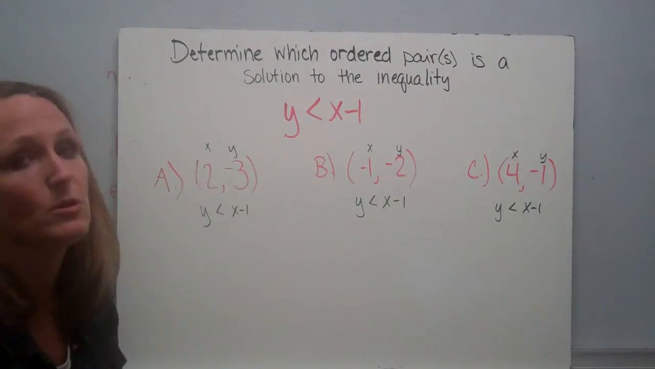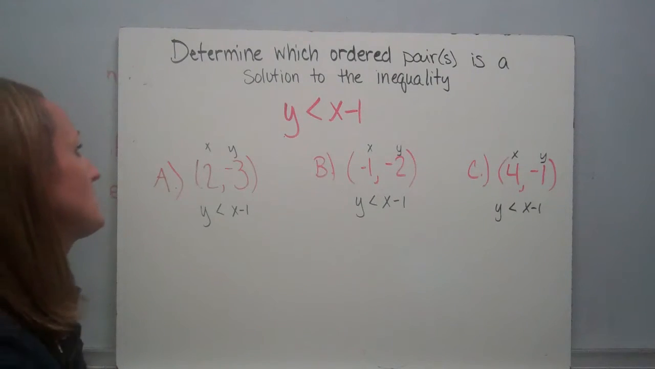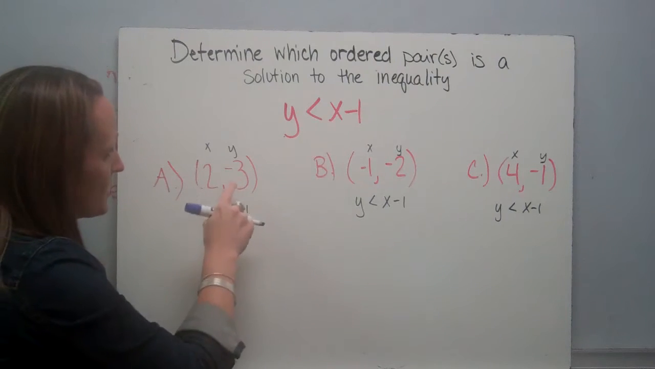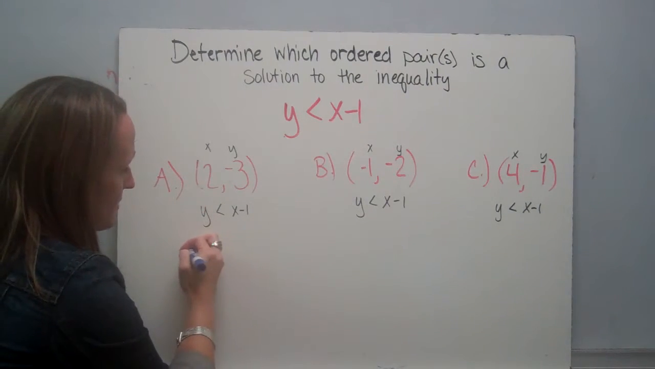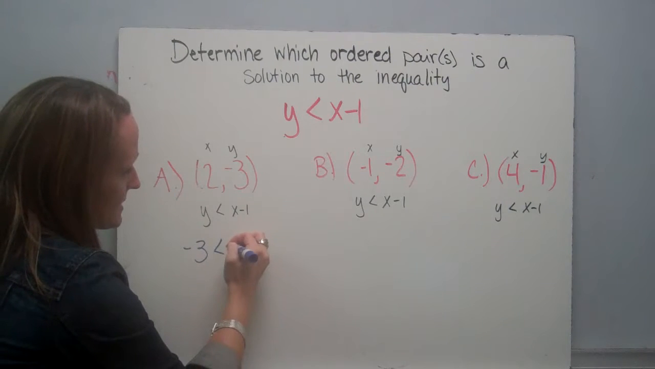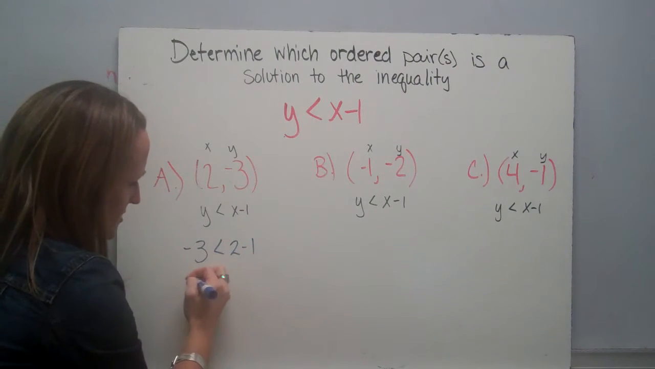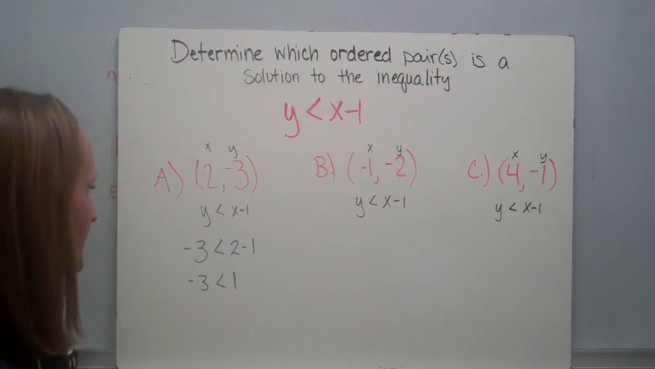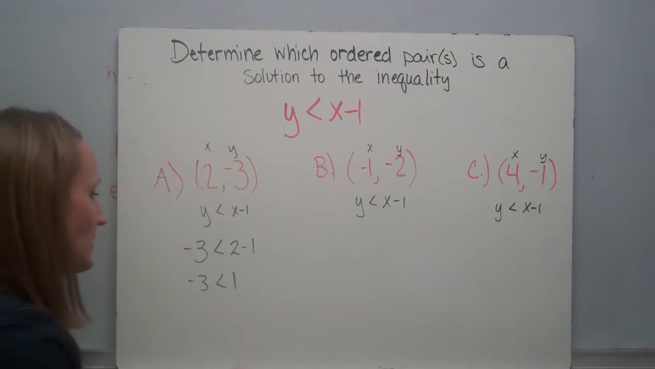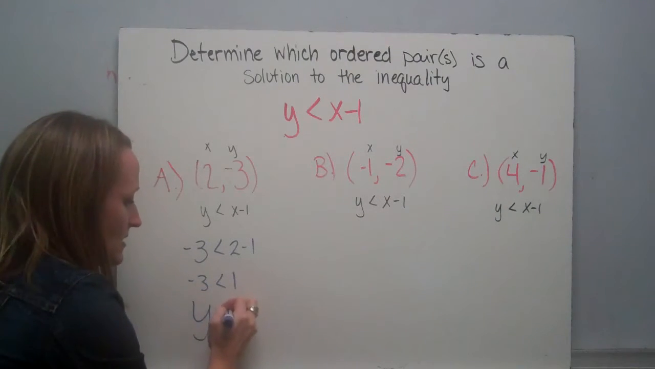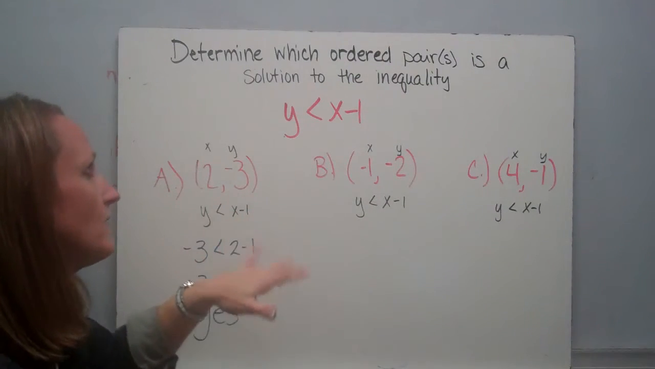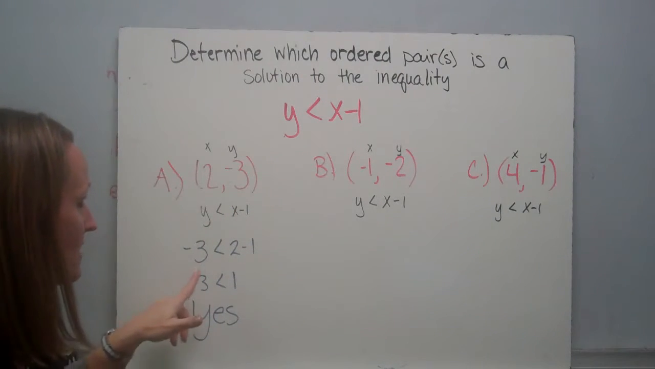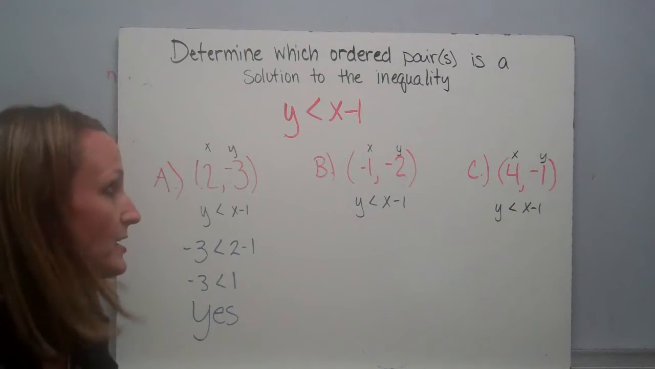Okay, so one more thing to talk about with inequalities. How do we determine which ordered pairs are a solution to the inequality? So let's say we have 2, negative 3, and this is our inequality. I'm going to plug in my x and y value where I see it. So I would have negative 3 is less than 2 minus 1. So that makes negative 3 is less than 1. Is negative 3 less than 1? Yes, it is. So we would say yes, the ordered pair 2, negative 3 is a solution to this inequality. In other words, when we shade it in, this ordered pair should be covered by our shading.